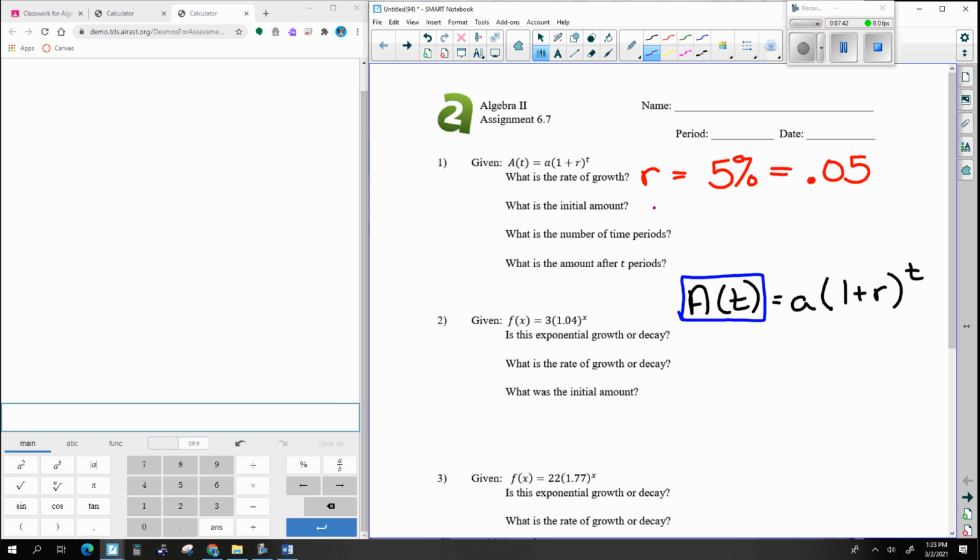The initial amount is the letter a, so whatever you started with. There were 1,000 bacteria on your hand. You initially invested $2 into the bank. Things like that. There were initially 2 rabbits.